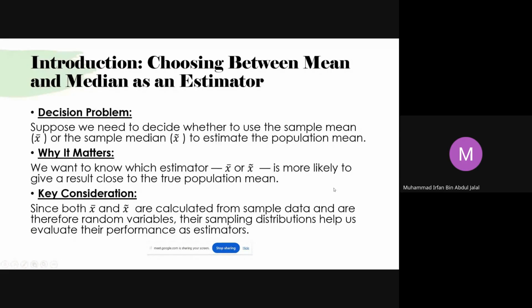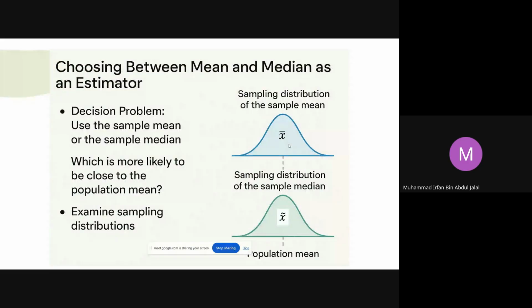So sekarang kita ada some decision that we need to make. Kita nak choose the sample mean or the sample median to estimate our parameter of interest, which is the population mean of, for example, the blood pressure or the glucose level of patients. So benda ni kita boleh represent in a nice diagram.